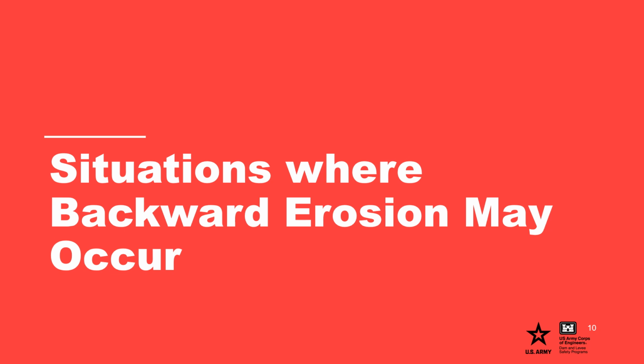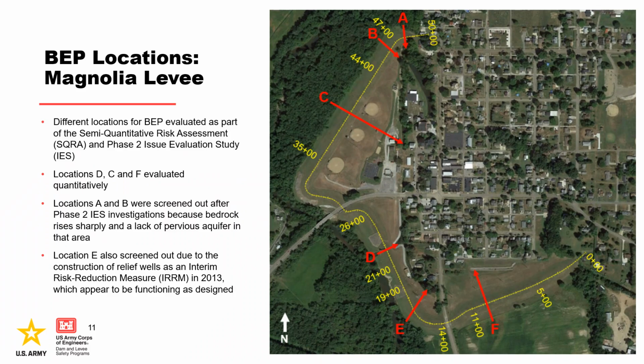Situations where backward erosion may occur. During a risk assessment, multiple failure pathways will be identified and may need to be evaluated. This slide provides examples of multiple locations for backward erosion piping that were considered for Magnolia Levee. Some pathways were screened, some were assessed semi-quantitatively, and some required a quantitative assessment. Finding the weak link in the foundation based on geomorphology, previous levee performance, and other factors is critical.